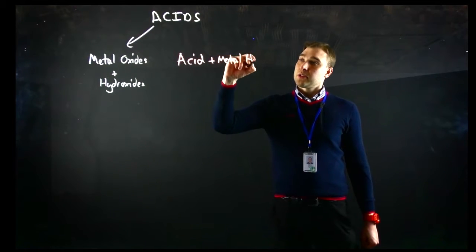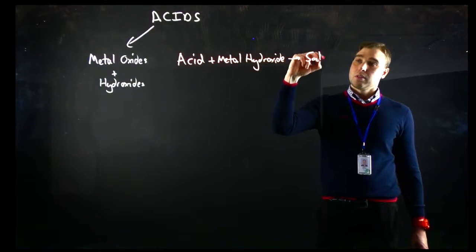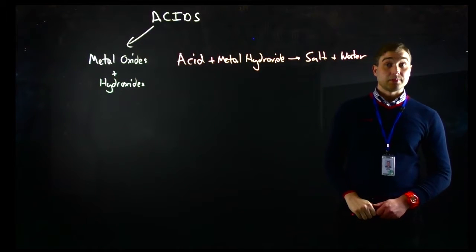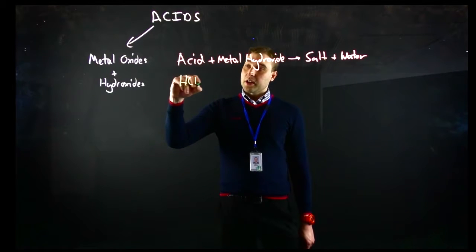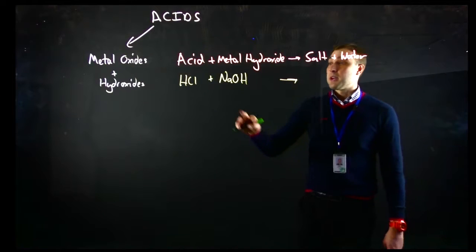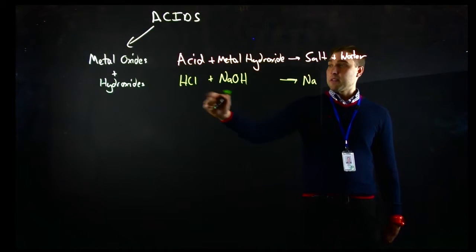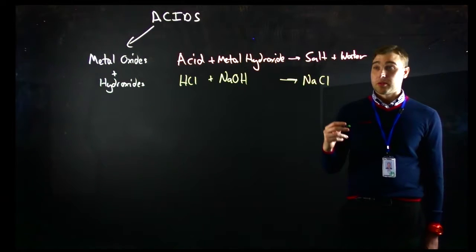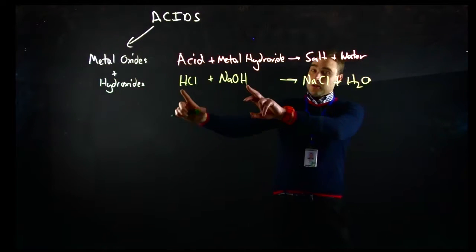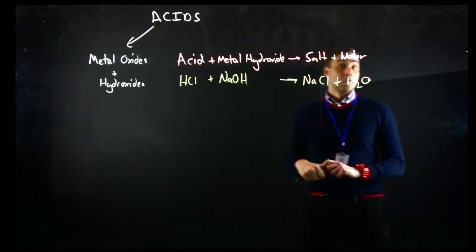Acid plus metal hydroxide, just like we had before, goes to salt and water. So let's look at some examples. So let's have hydrochloric acid reacting with sodium hydroxide. So our salt is made of the positive part of the base, so in this case it's the sodium ion. Negative part of the acid, so in this case it's the chloride ion, so we get sodium chloride again, and we get water. Now, let's have a look at balancing. Two hydrogens, one oxygen, one sodium, one chloride, one chloride. So that one's all balanced.